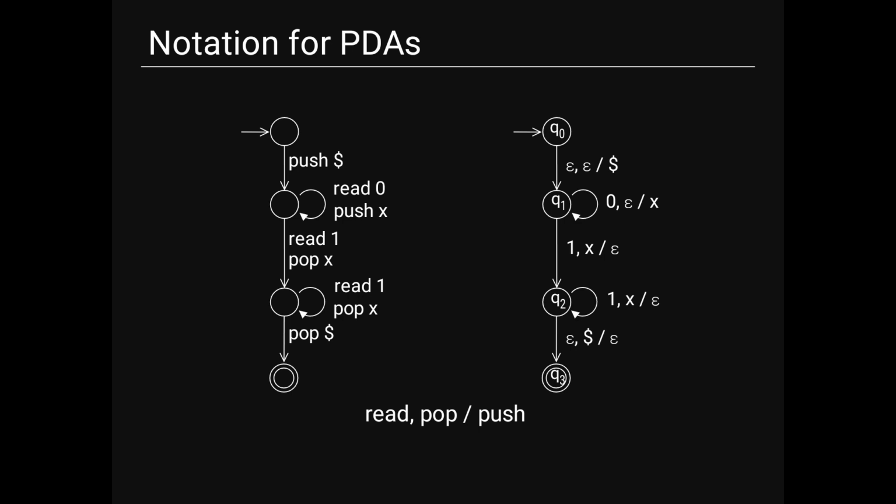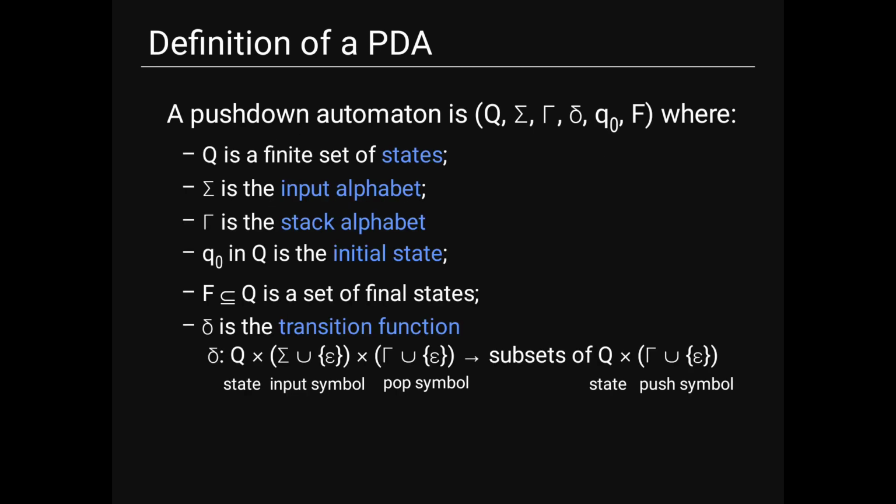Notation for PDA: see here, push dollar, epsilon epsilon, 0 epsilon, 1 X, 1 X, and this. Definition: a pushdown automaton is Q, sigma, tau, delta, Q naught and F, where Q is the finite set of states, sigma is the input alphabet, tau is the stack alphabet, Q naught is the initial state, F belongs to Q is a set of final states, and delta is the transition function. Delta maps Q into sigma, like this, you can have a state, input and pop symbol, and state and push symbol.